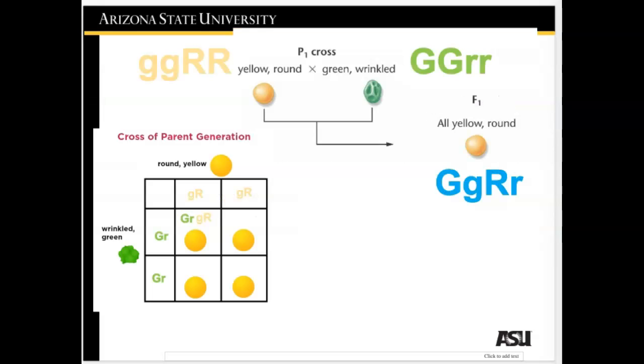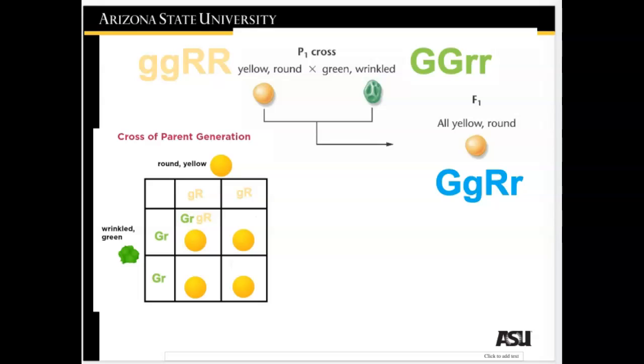In the parental generation, or P1, we will cross a true breeding round yellow seed plant with a true breeding wrinkled green seed plant. Because we know both of the strains were true breeding, we know one parent was homozygous dominant for color, and the other parent was homozygous recessive for color. We also know that one parent was homozygous dominant for seed shape, and the other parent was homozygous recessive for seed shape.